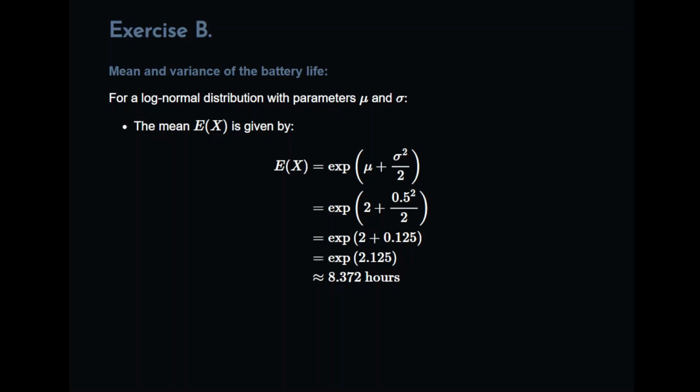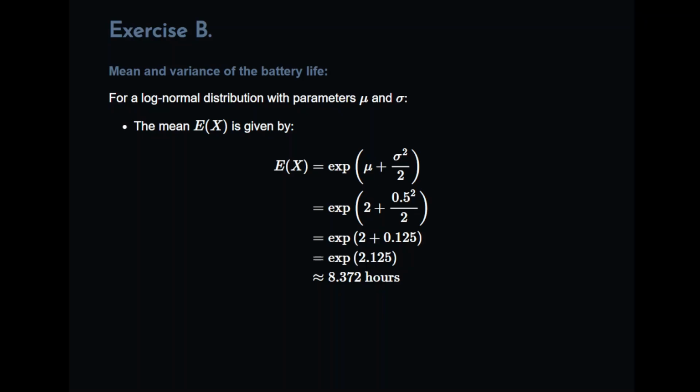Just as a quick remark, usually you write exponentials as e to the power of something, but I've used a slightly different notation here because it just makes it easier to read. So the exponential of mu plus sigma squared over 2 is the exponential of 2 plus 0.5 squared divided by 2. 0.5 squared is 0.25, and when you divide that by 2, you get 0.125. So we're looking for the exponential of 2.125, which is approximately 8.372 hours.